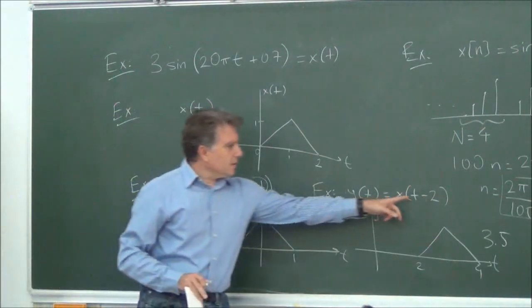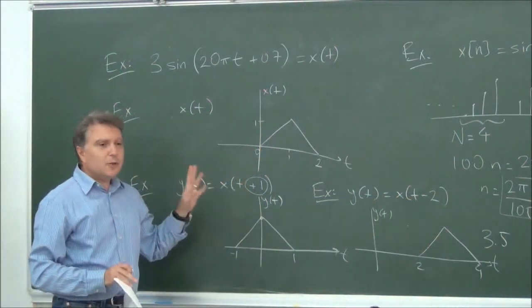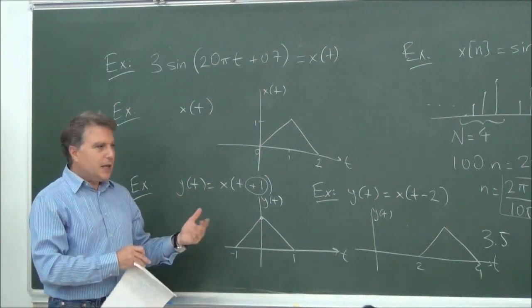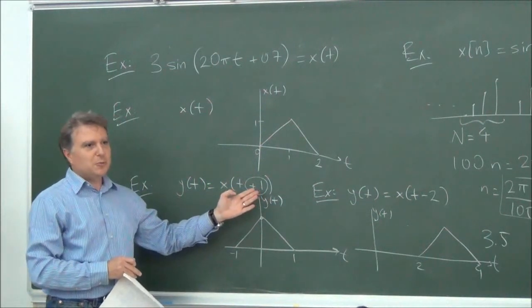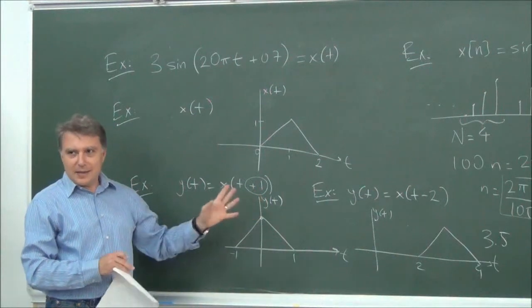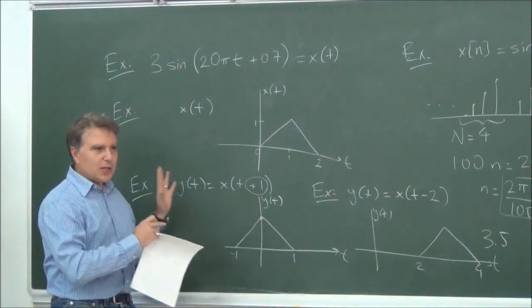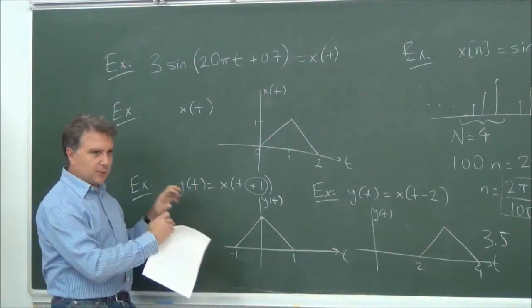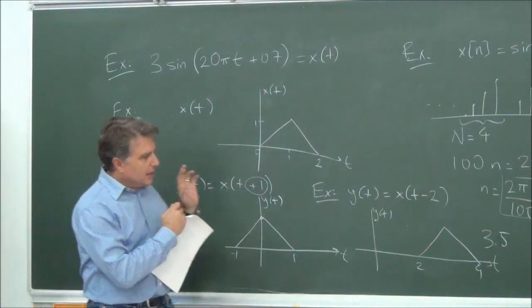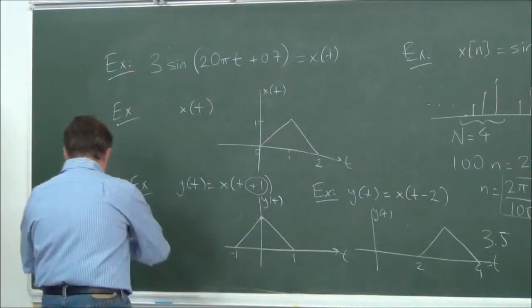Obviously, this minus 2 or plus 1, etc., they don't need to be integers. These are just examples. It could be pi. It could be 9.4. Anything. Just some continuous amounts of shifts. If it is positive, it's shifted towards left. If it is negative, it is shifted towards right.